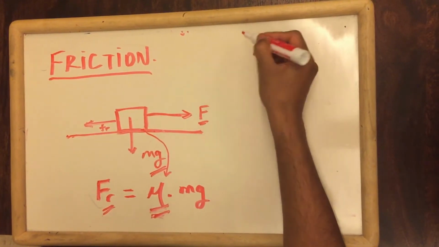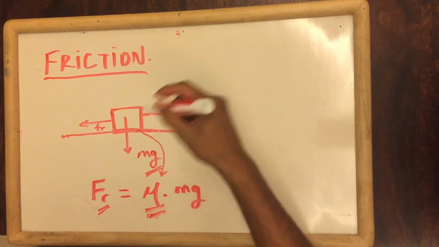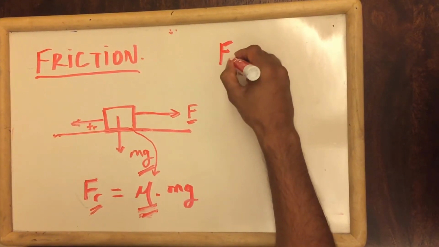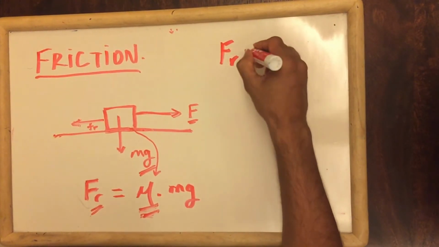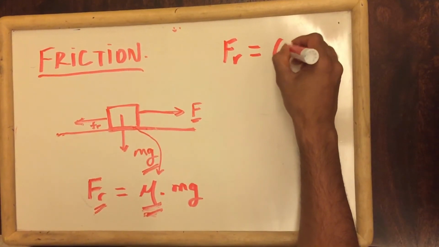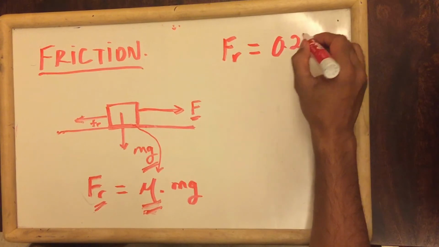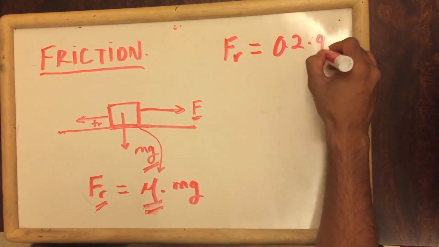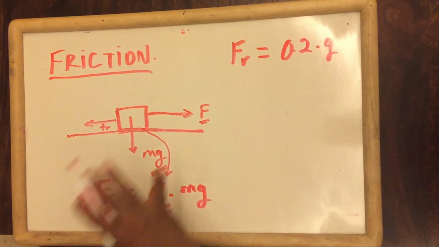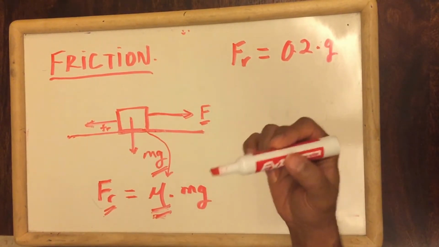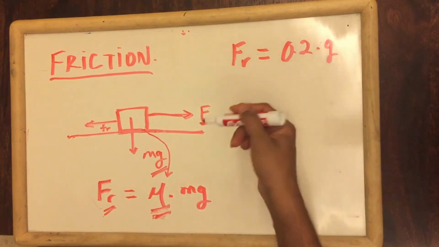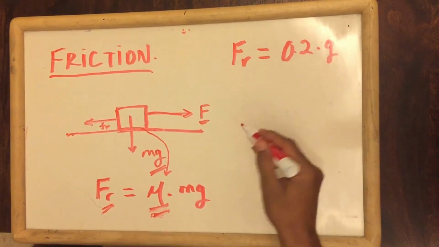Alright, let's use the same method to calculate the coefficient of friction on the wooden surface. The force required to overcome the friction was 200 grams, which I'm going to write as 0.2 kilograms times g. Remember, this is the force required to move it on the surface. That means when it barely begins to move, the frictional force is equal to the force applied. That's why we got this equation.